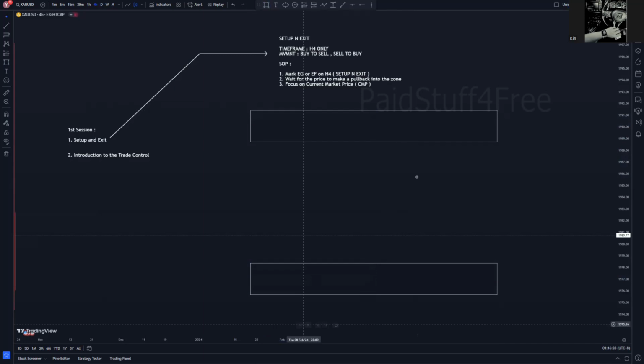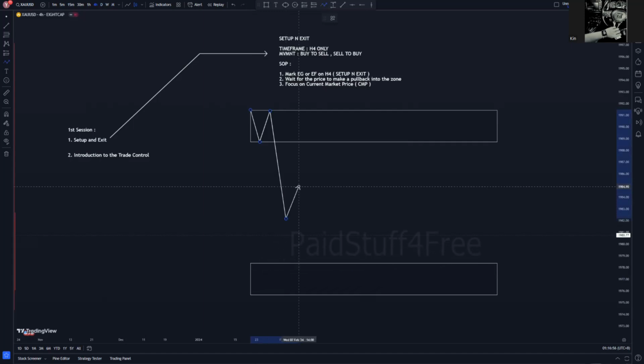So like I said just now, every EG or EF on H4 is going to be either our setup or our exit, because right now we are just talking about the H4. For example, you have an engulfing sell on H4 and then you mark it. Then we're done with the first SOP. After that, we need to wait for the price to make a pullback into the zone.